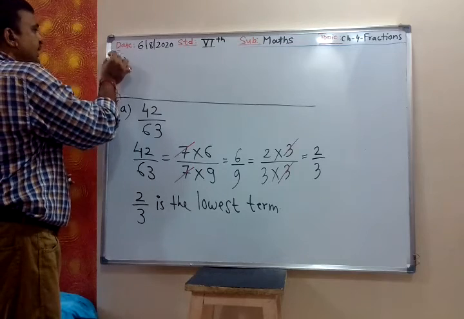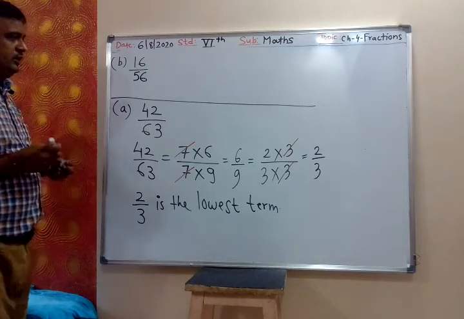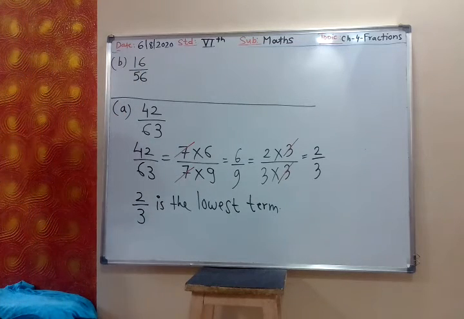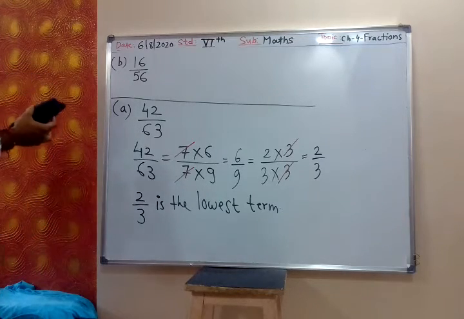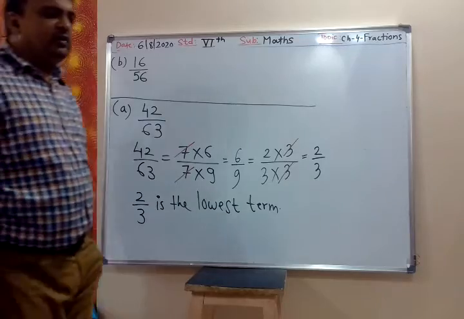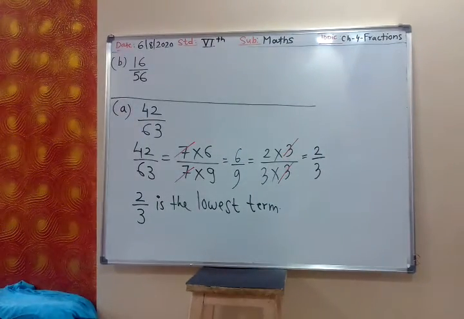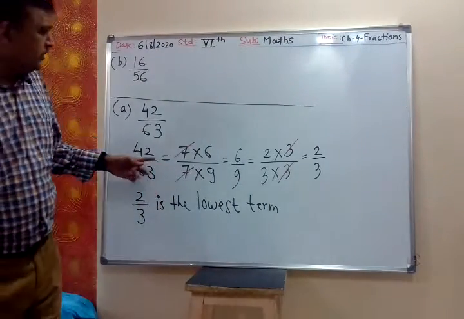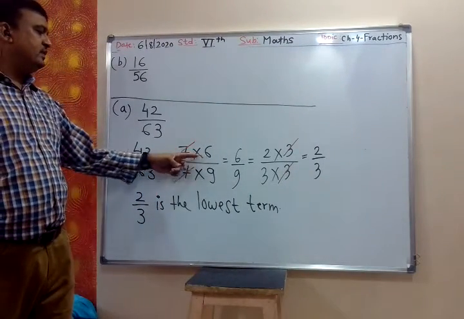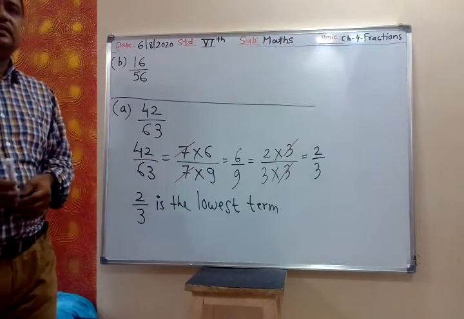Let us see B, 16 upon 56. To write that in the lowest form, that is what I am explaining. You try to understand. You know the table. You don't know the table of 7 and 6?